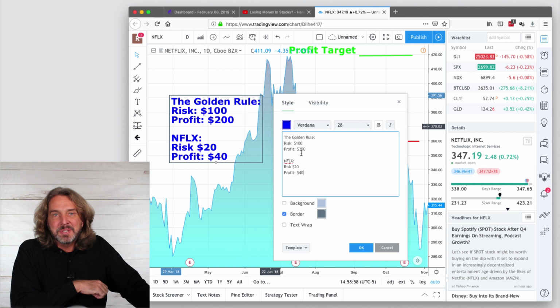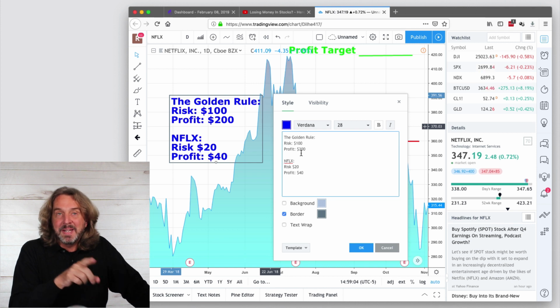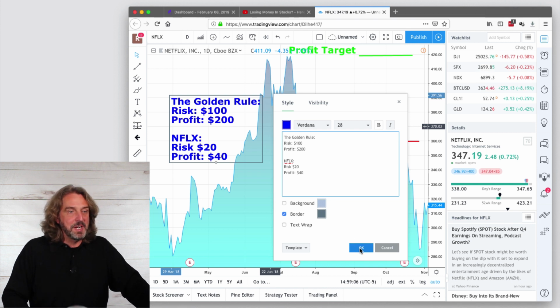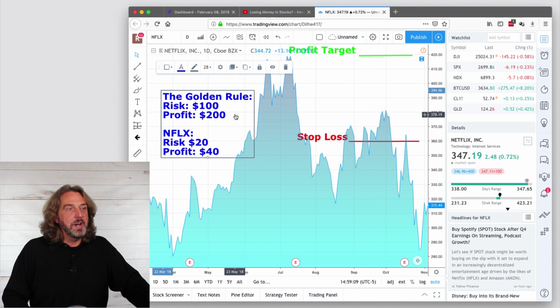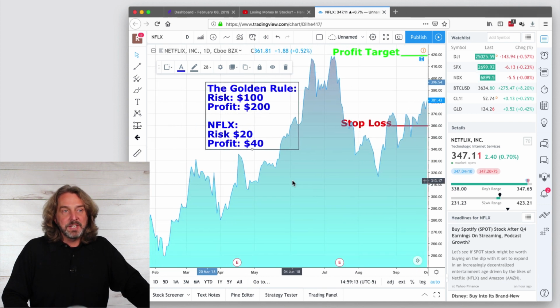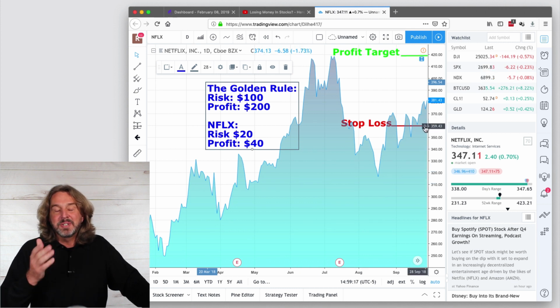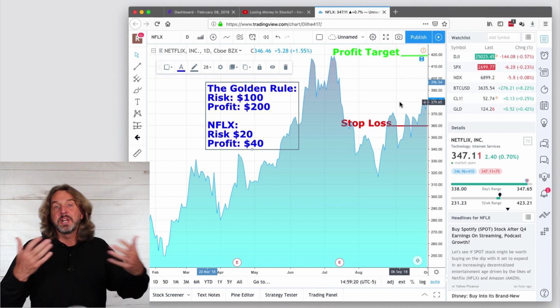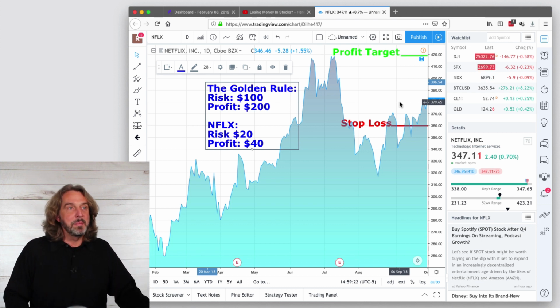Because here's the cool thing. If you keep your losses small and make more money on your winning trades than you risk on your losing trades, you can make money even if you're wrong half of the time. So this is why we want to have the golden rule. And if you would enter Netflix and buy it at 380, you risk $20 trying to make $40. Of course, if you're trading multiple shares, this would be multiplied. Let's see, how are we doing on our time? Perfect, 30 seconds left on the clock.